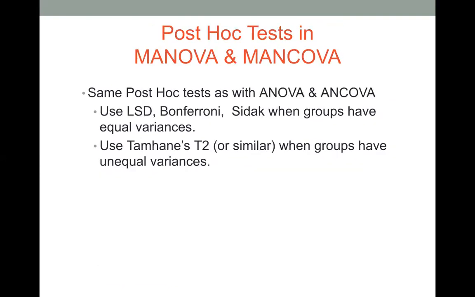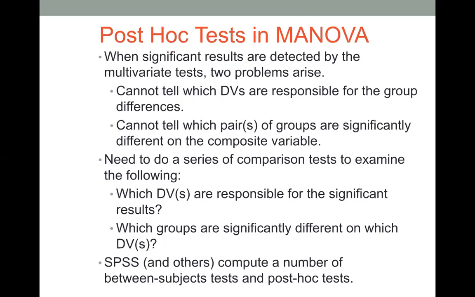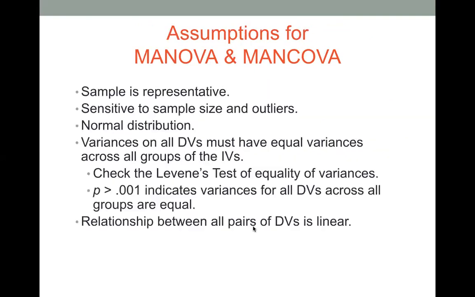So other post hoc tests, as with ANOVA and ANCOVA, the Bonferroni post hoc tests, help to understand this. These post hoc tests are very good in understanding which groups, and which DVs are responsible for the differences, so you understand which differences exist and where they lie. The post hoc tests are always good.